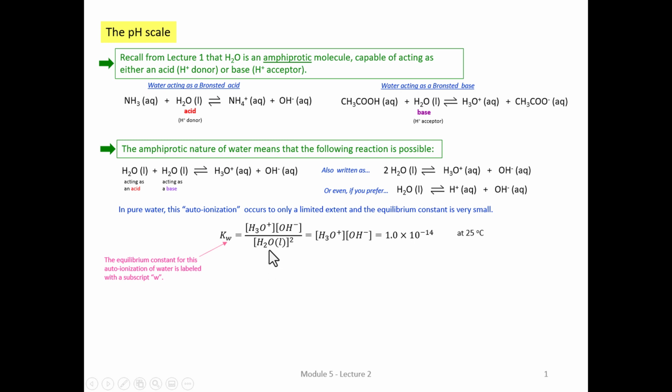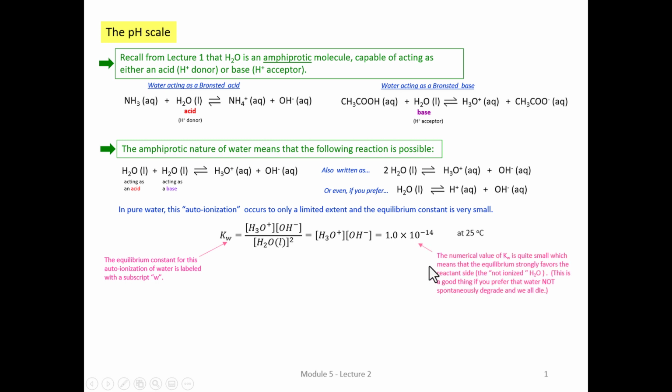water liquid does not appear in the equilibrium constant expression, and so we would just have a hydronium ion concentration times hydroxide. It turns out that the equilibrium constant for this, as I said, is quite small. It's 1 times 10 to the minus 14 at 25 degrees C. And we have a little note here that the equilibrium constant for this autoionization is usually labeled with a W for water. So it's the autoionization constant for water at 25 degrees C.